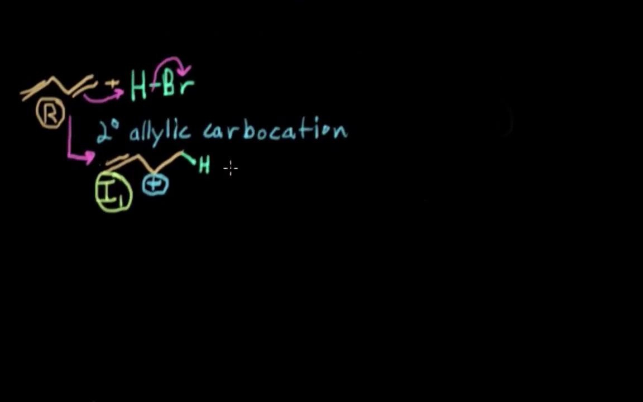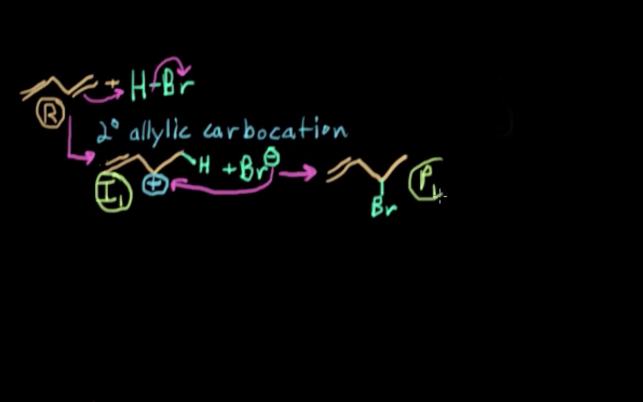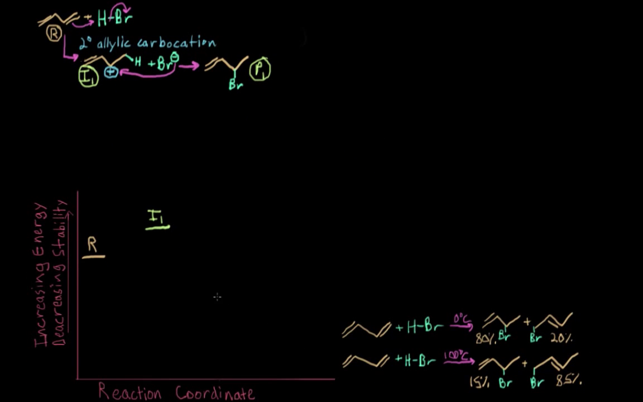And we can't forget about our bromide ion, because now it has a negative charge. And so what happens is this negatively charged bromide ion, the electrons there attack the positively charged carbocation, and we get our first product, which again has the double bond between carbons 1 and 2, and it has the bromine on carbon 3. Let's call this P1 for product 1, and let's say P1 has an energy that is here.